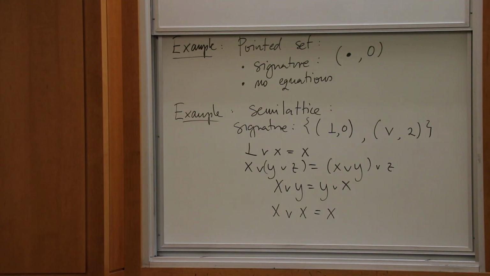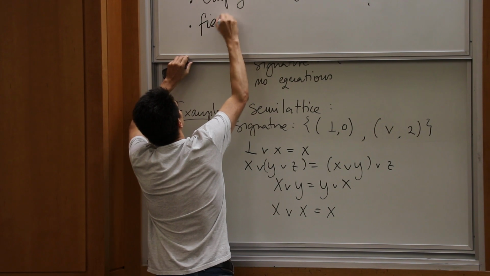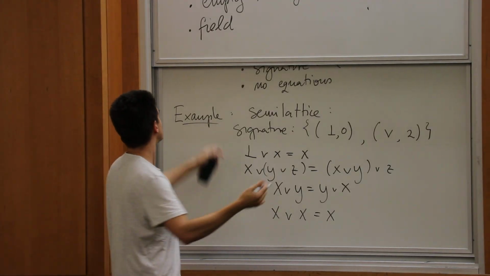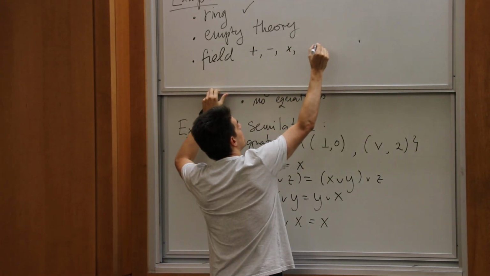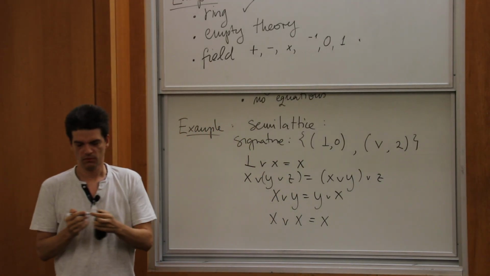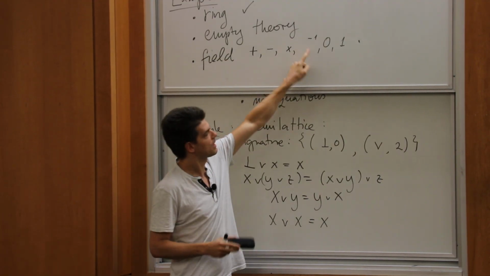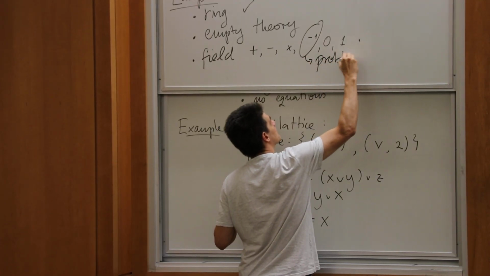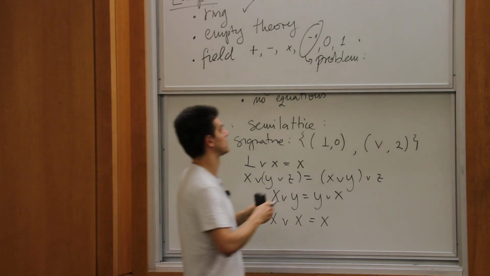Now, how about something like a field? What is a field? A field is the sort of thing you get for complex numbers and real numbers. So a field would have plus, minus, times, but it would also have to the minus 1, and it has to have a 0 and a 1. If you look at the axioms for a field, then something happens. The minus 1, this one here, is problematic. The problem is that it's not everywhere defined. The inverse of 0 is undefined.